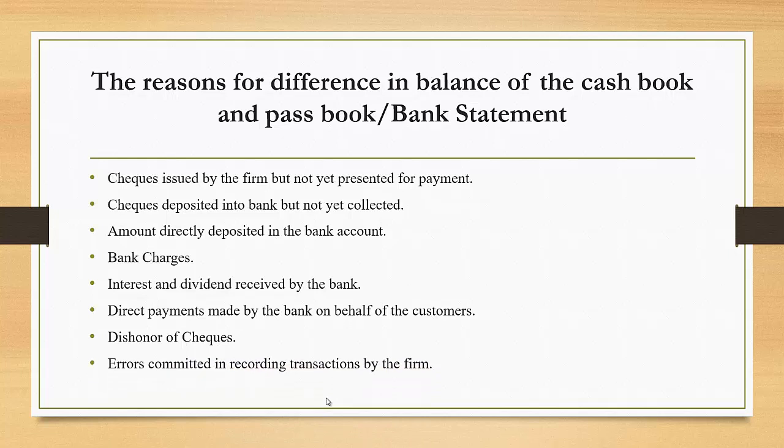Then, errors committed in recording transactions by the firm. Errors can happen on both sides. For example, in the company's process of maintaining the cash book, sometimes the bookkeeper might commit a mistake in the cash book. Similarly, the same type of error we can expect while recording transactions by the bank, and more common types of errors are transposition errors, due to which the balance as per the bank statement and the balance as per the cash book will differ.